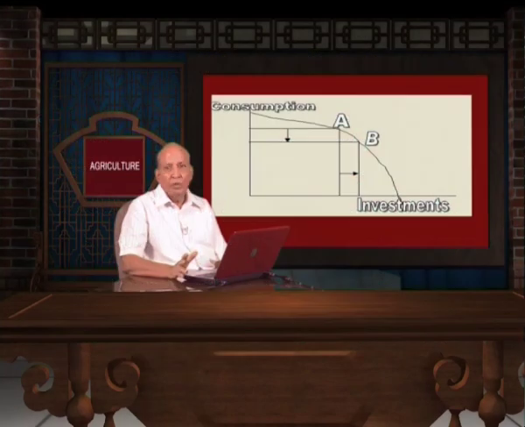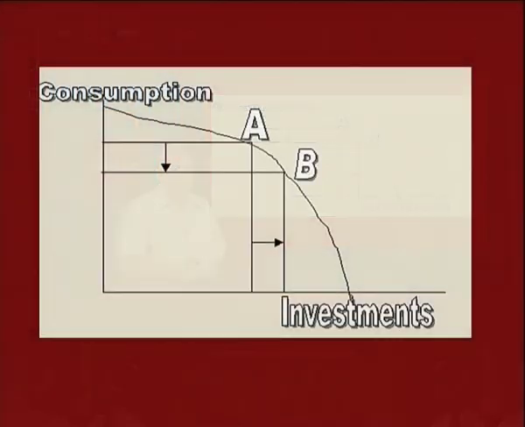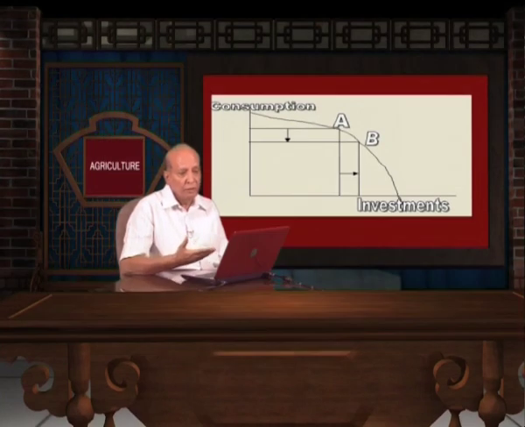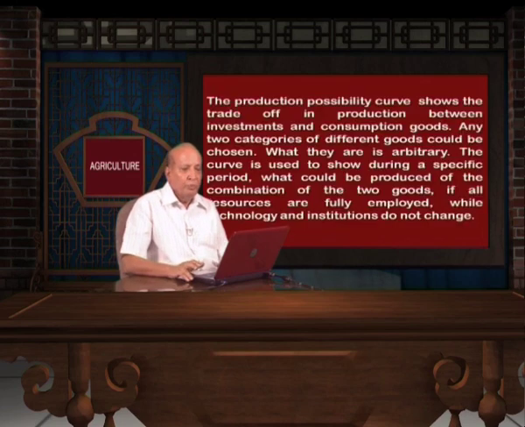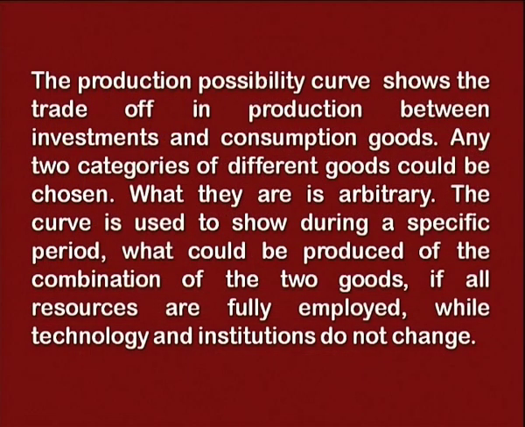Now this is a curve, A and B. If we withdraw the resources from A in the downward direction, then it increases the productivity of the other crops, or you can say the consumption and investment. If you reduce your consumption, the investment will be increased. Therefore, the production possibilities curve shows the trade-off in the production between investment and consumption goods. Any two categories of different goods could be chosen. What they are is arbitrary.